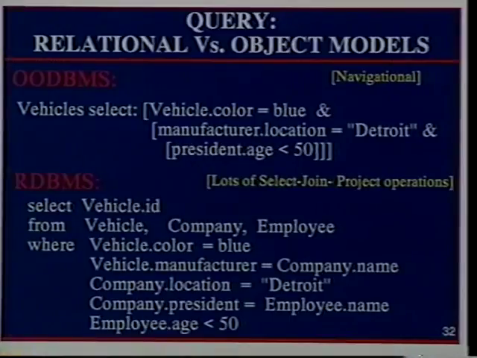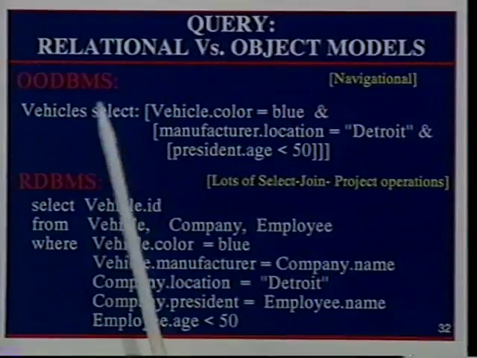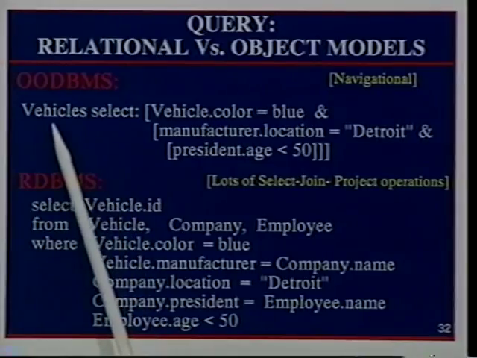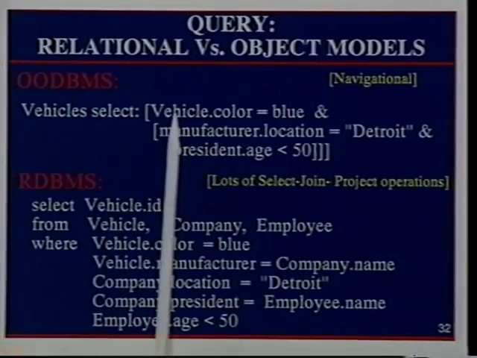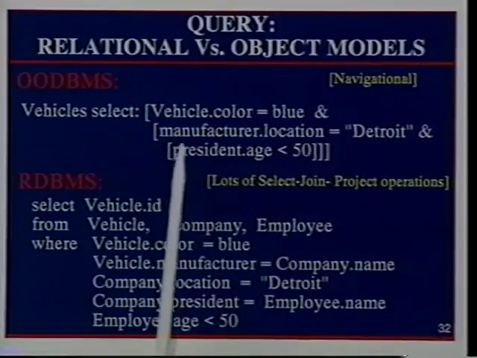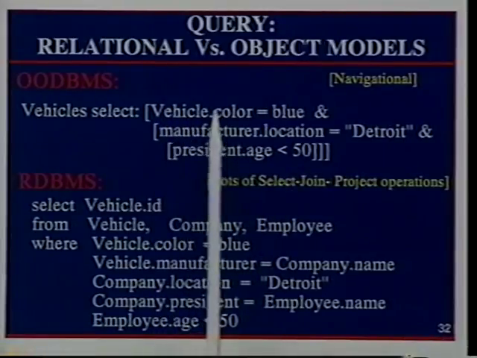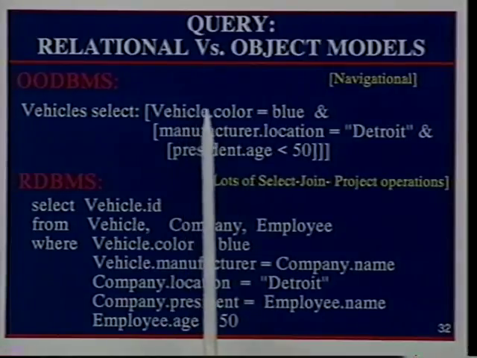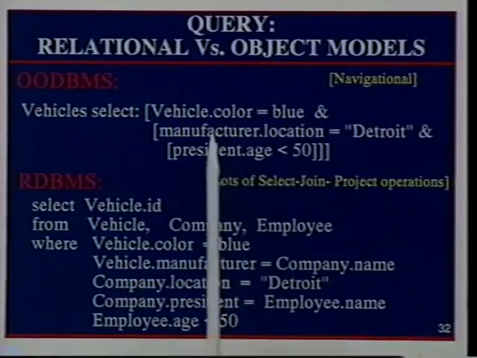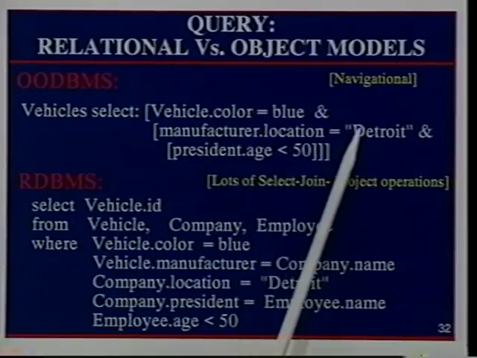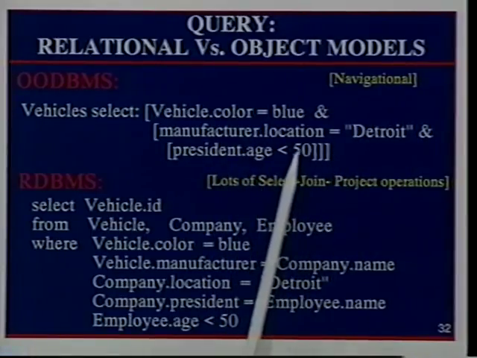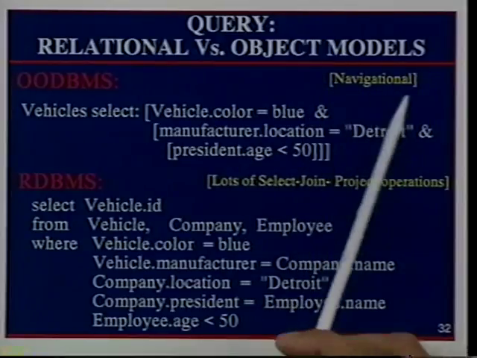All the object oriented programming languages do not offer query support. Object oriented databases augment object oriented languages with database support. So in this case, we send a message called select to the collection of vehicles with the following argument: where vehicle.color, see the natural way you are doing it, vehicle.color equals blue and manufacturer.location equals Detroit and president age is less than 50. So this query is some kind of a navigational query.